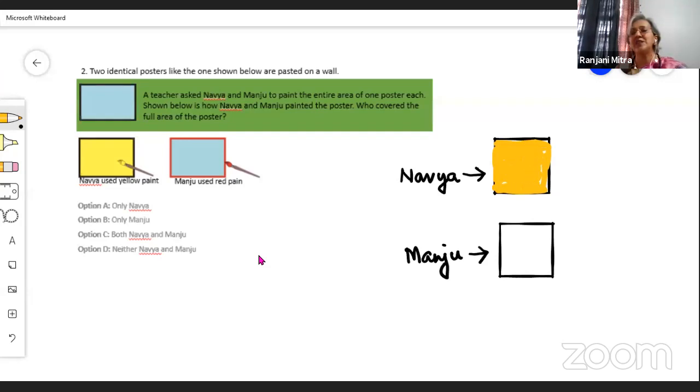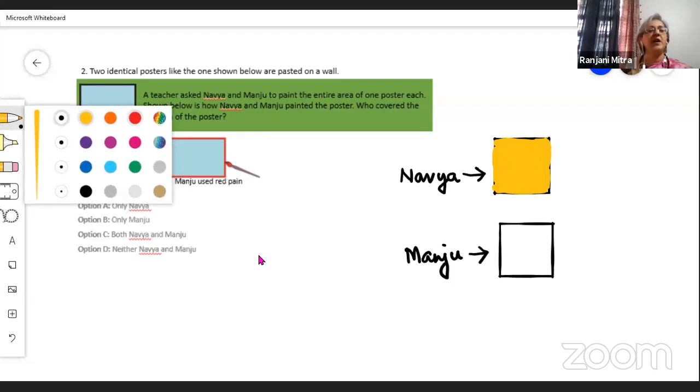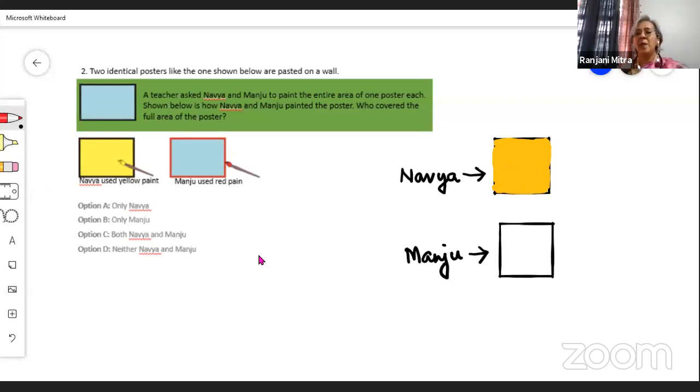So children, can you see I have done almost what? Not a very neat job. That's because I'm in a big hurry. Right. Let me now do what Manju has done. Let's see what Manju did. Manju painted her poster like this because she said, I want to do this.